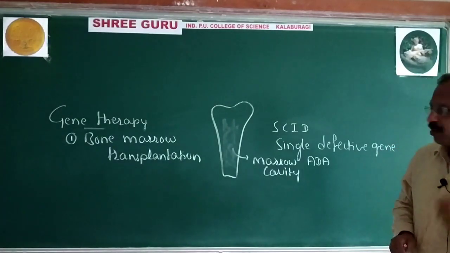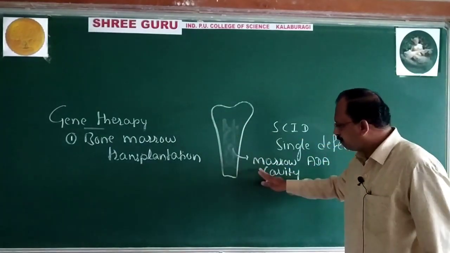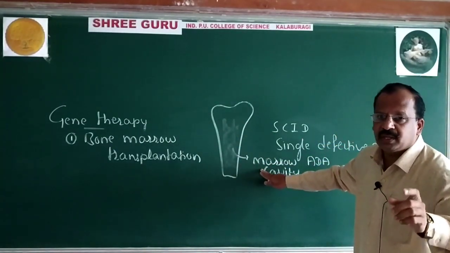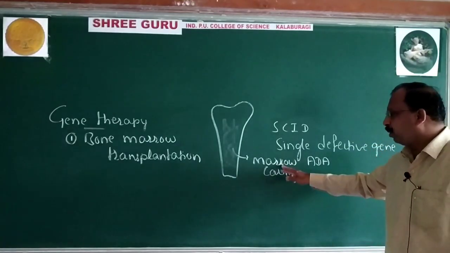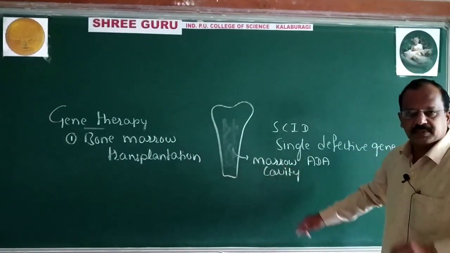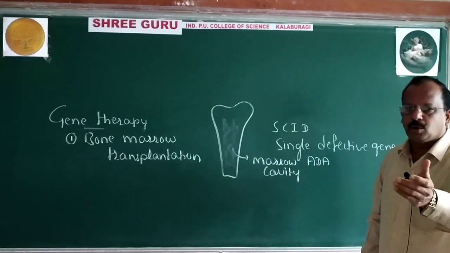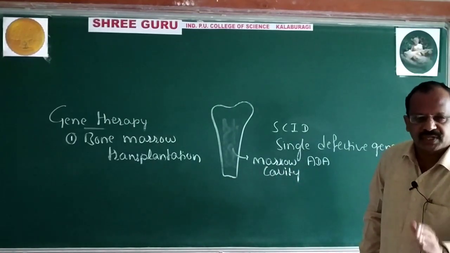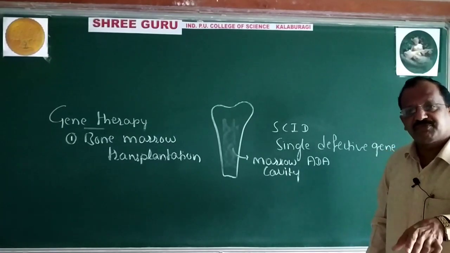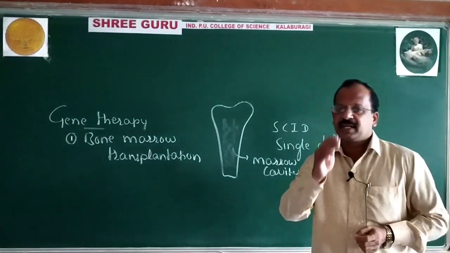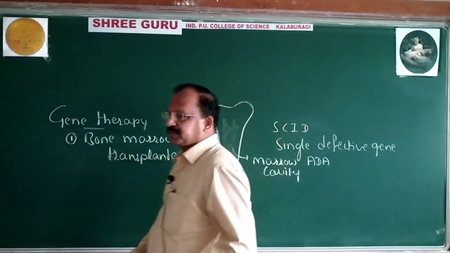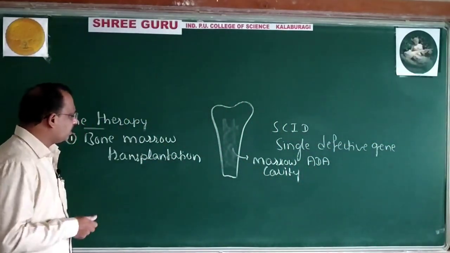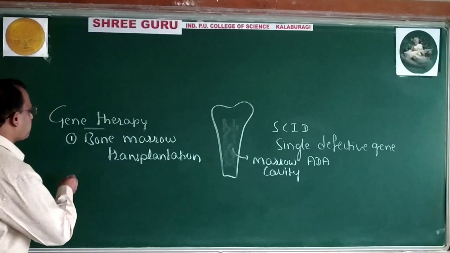Most of the bones have got a central cavity known as marrow cavity or medullary cavity. This cavity is filled with marrow. Marrows are of two types, red marrow and yellow marrow. Red marrow produces RBCs along with few WBCs, but yellow marrow contains fat cells. So that ends the first treatment, bone marrow transplantation.